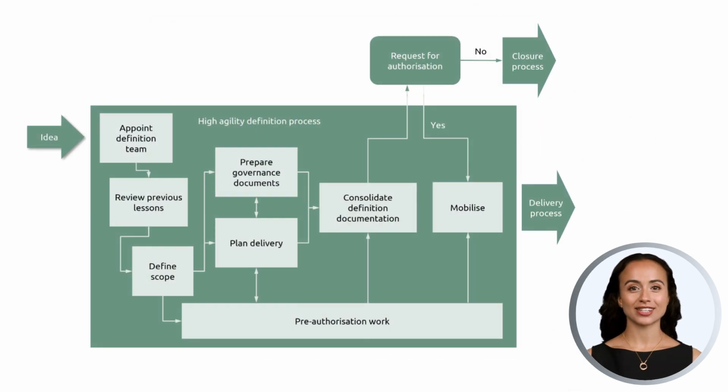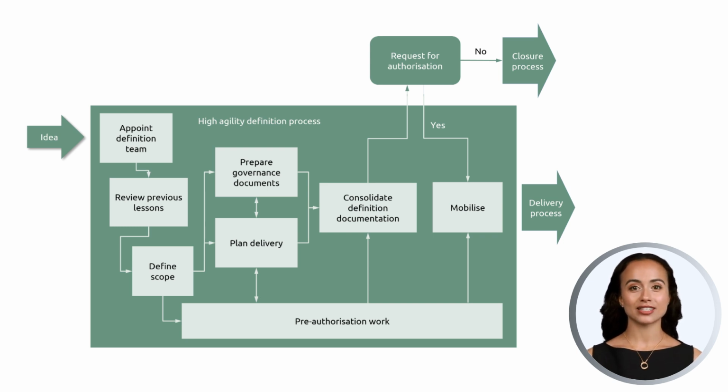In our video on the identification process, I mentioned that in a high agility context, the identification and definition processes may be combined. So let's look at what that might look like. It would be natural to think that agile definition should have fewer activities within it, when actually this version of the process has 1 extra activity.